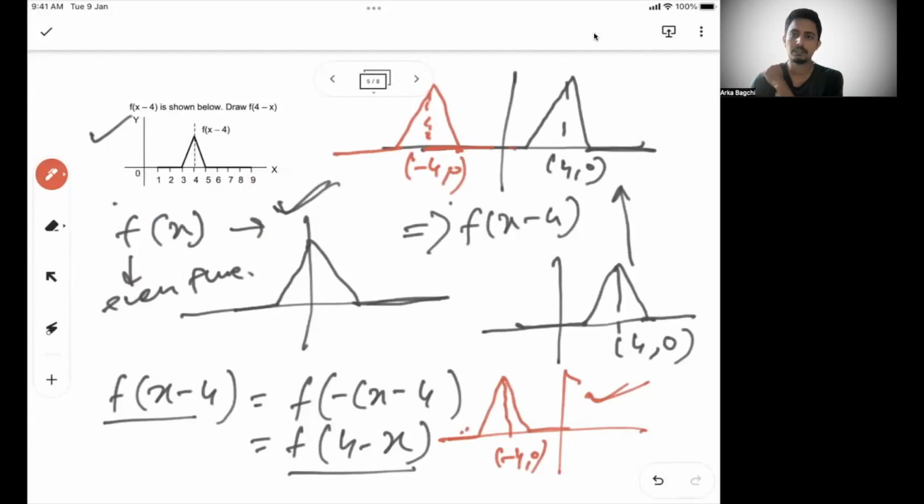Right? So like I said, f of x is symmetrical around the axis. So f of x is an even function. So f of x minus 4 is going to be the same as f of 4 minus x, because f of x is going to be f of minus x. So the graphs of f of x minus 4 and f of 4 minus x will be symmetrical, the same, but shifted to the other side of the axis. Because it's an even function, it will be symmetrical around both the axes, right?